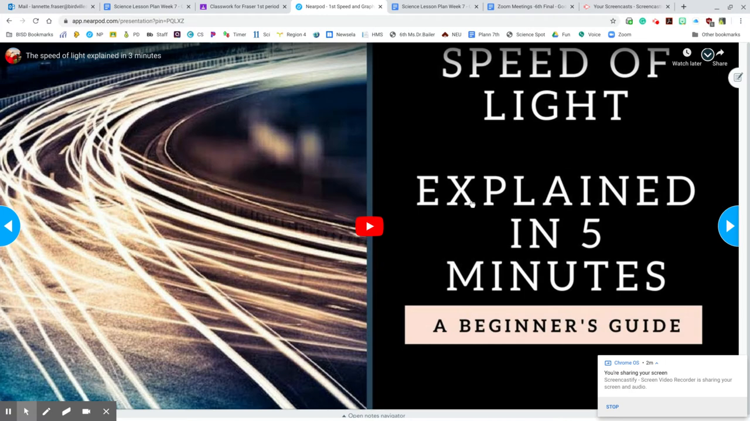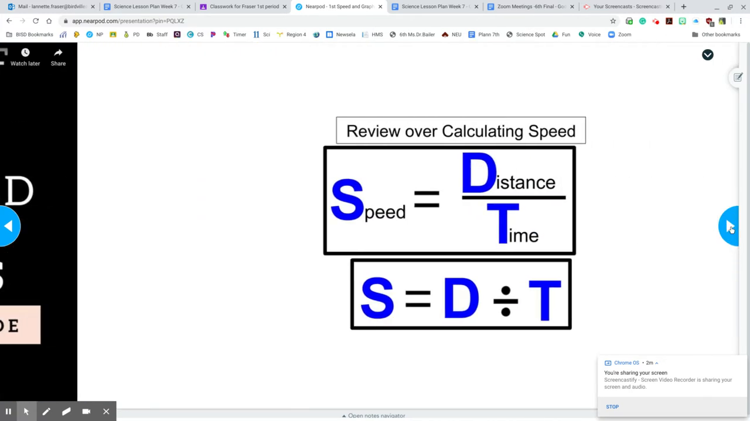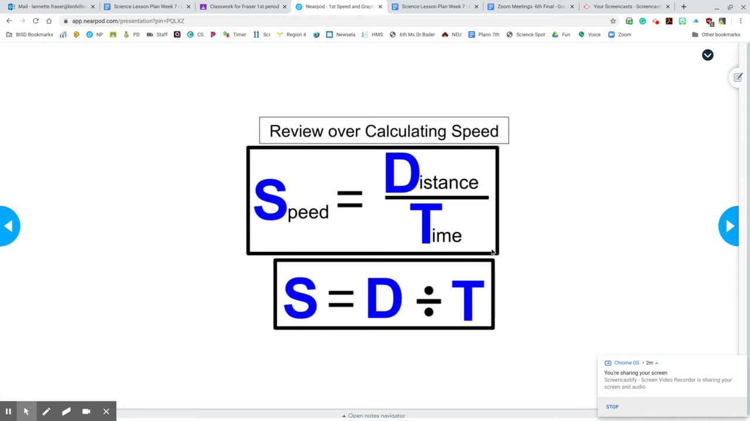Then we've got this cool video, and they explain what is light speed, which is kind of cool. This is the lesson we're focusing on to help us as we move forward. The speed formula is that speed equals distance divided by time, that total distance divided by total time. Here it is written in equation form.